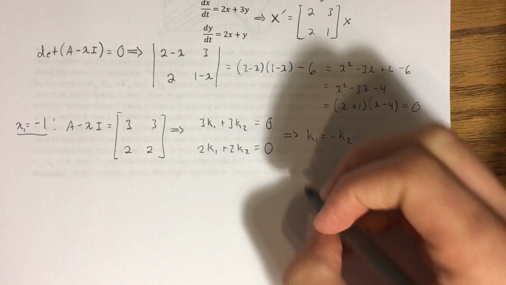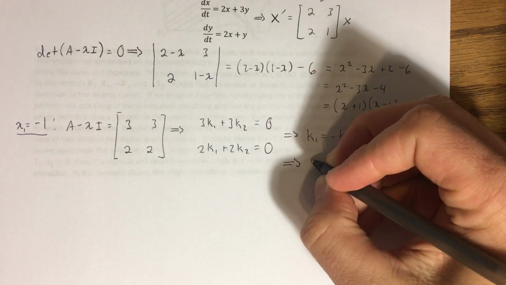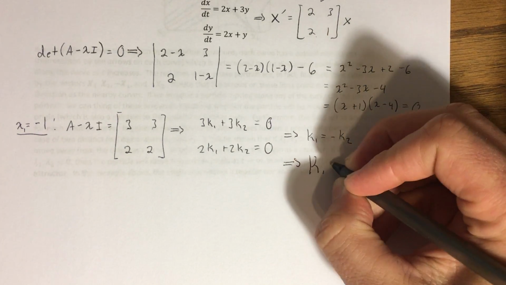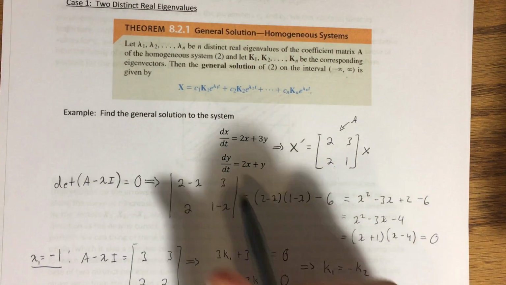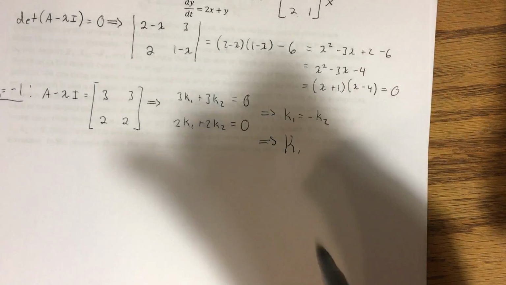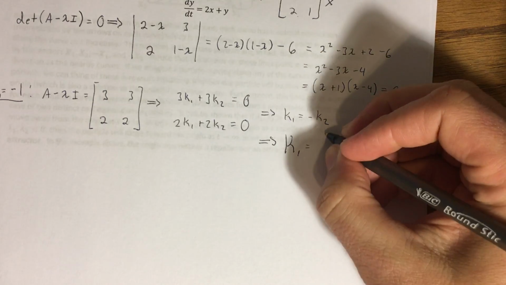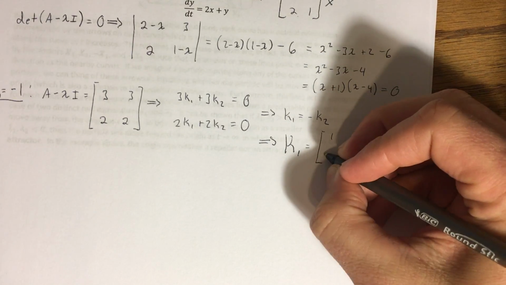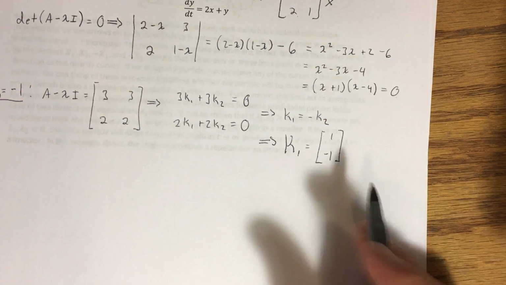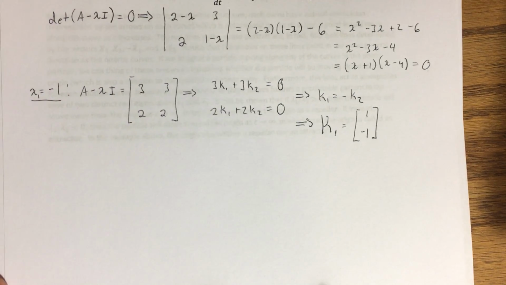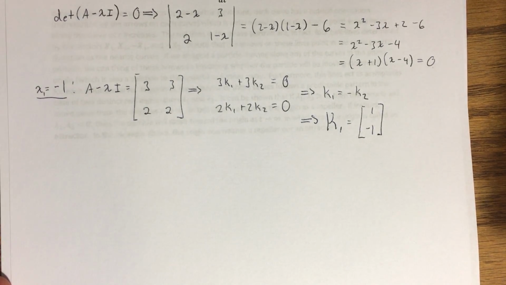So what I'm going to do, this is a capital K1, corresponding to the capital K's showing up here. Capital K1, if I assign a 1 to k1, then k2 would have to equal -1. So that's going to be the eigenvector that I use for this eigenvalue.